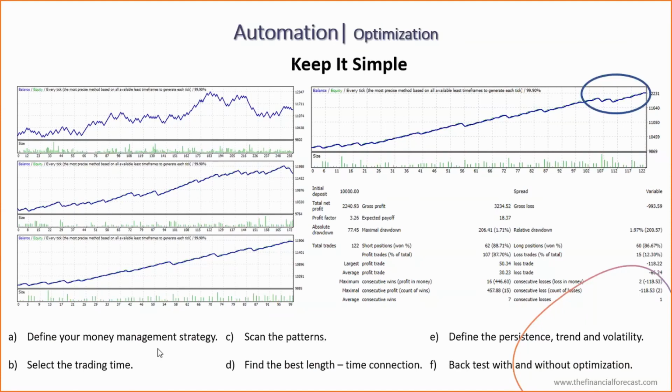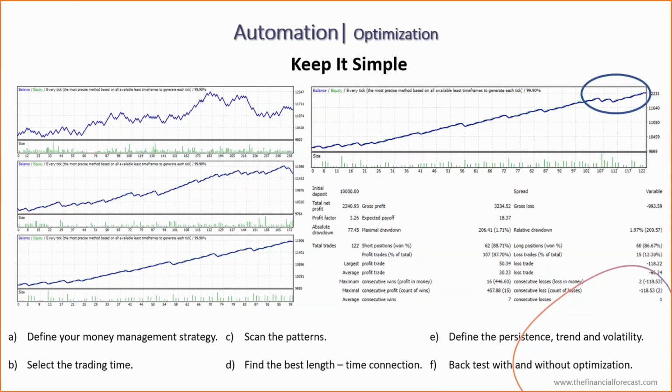Once we have that, we need to scan all the different patterns. We said before, we have 10 different iterations. So what we need to do is find those iterations that fit best for that instrument, because what we want is to find out how the emotions of the different investors manifest in that graphic.